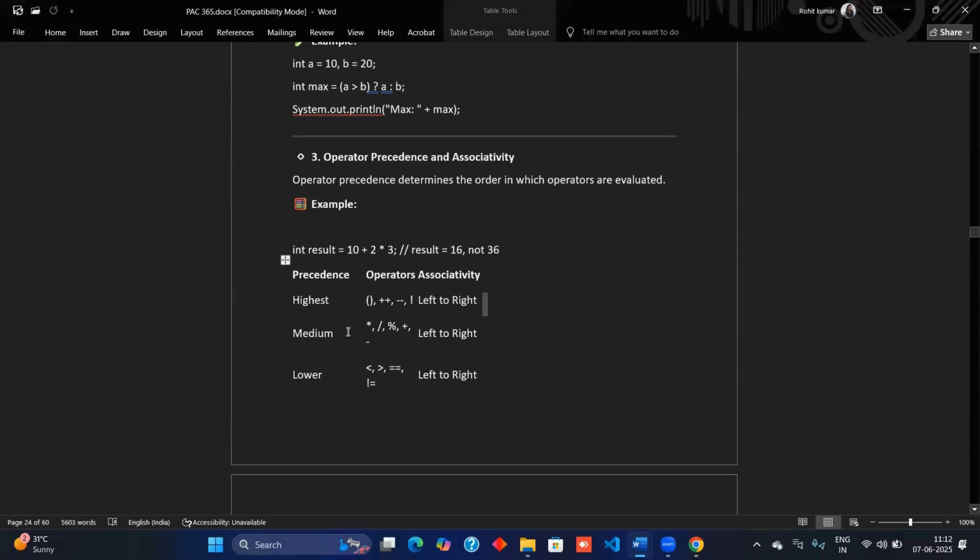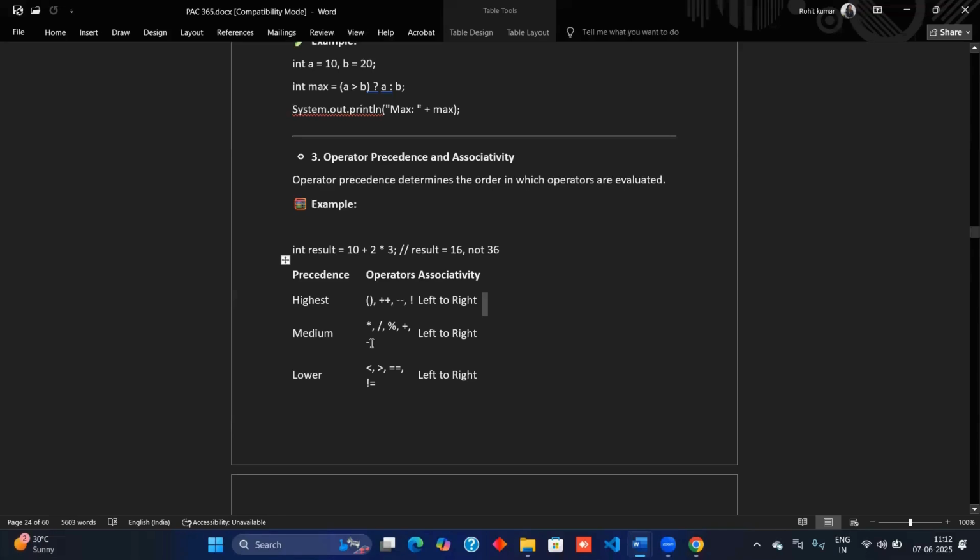Medium means it will again go from left to right. In medium also it goes from left to right. That is, if there is a multiplication sign and then a division sign, then a modulus sign and this plus sign, that will again be coming in these equations. We have the value which will go from left to right again, and then we have the lower plus.